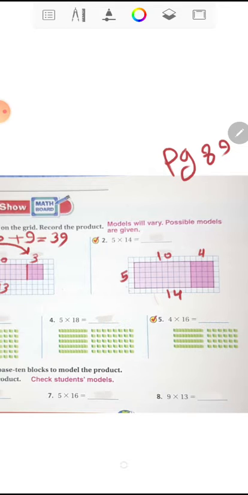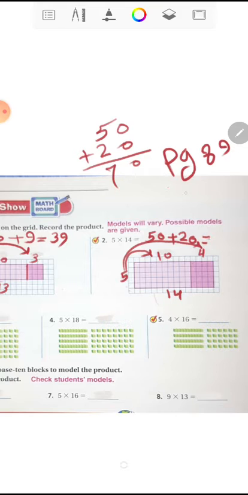So what I have to do, I have to multiply 5 by 10, then I will multiply 5 by 4. Okay, 5 multiply 10 equals 50, plus 5 multiply 4 equals 20. If you add the numbers to each other, 50 plus 20, the answer will be 70. So this is the final answer.